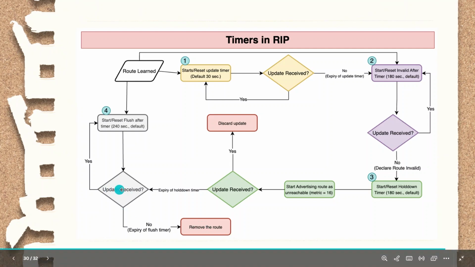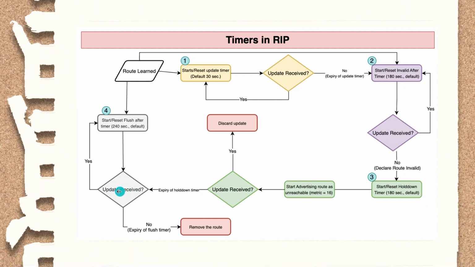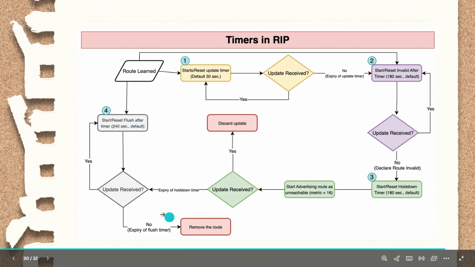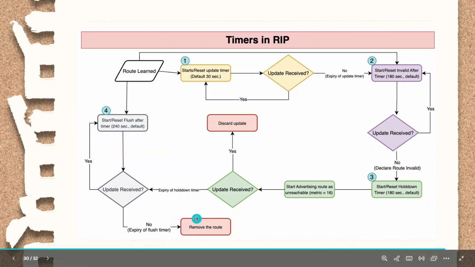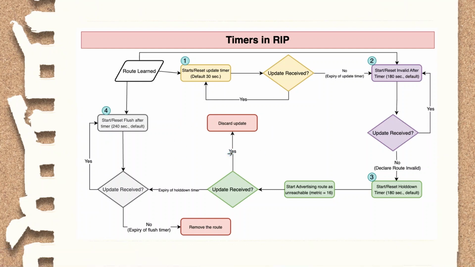If we have received an update, we'll start something called the flush after timer. So we'll wait for 240 seconds before actually removing the route. After the first iteration, if we do not receive the route update, we'll remove the routes. So this is the timeline, or the phases, that each route will go through.